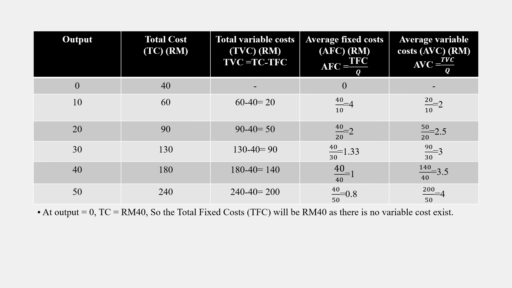Average variable cost equals total variable cost divided by output. Since there is no total variable cost for output equals 0, the average variable cost for output equals 0 does not exist. Then the average variable cost for output 10 to 50 is 2, 2.5, 3, 3.5, and 4.